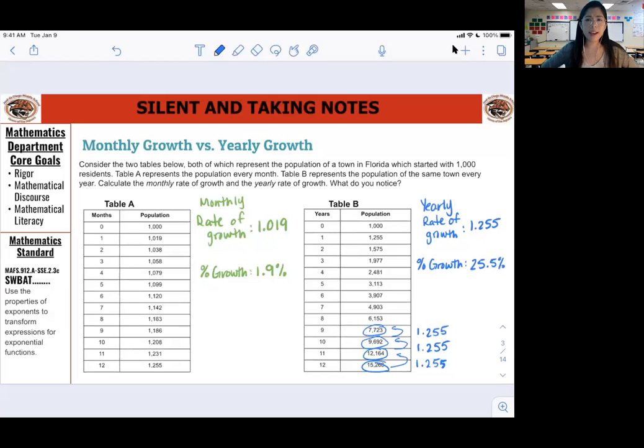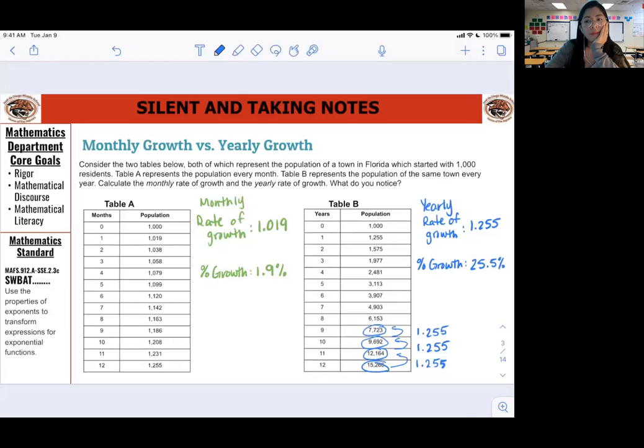Okay, but let's actually talk about it now. So on the one hand, on a monthly basis, the population is growing by 1.9%, but on a yearly basis, the population is growing by 25.5%. Now, why do we think that's happening? For which table or both? Why do we think there's such a big difference? It's the same exact town, right? Same exact town, but on a monthly basis, it's only growing by 1.9%, but on a yearly basis, it's going by 25.5%.